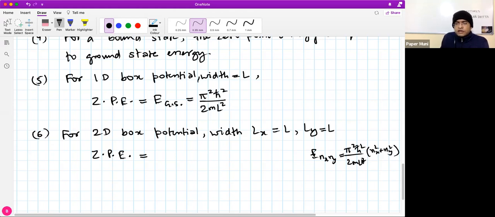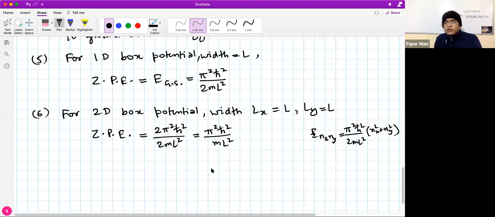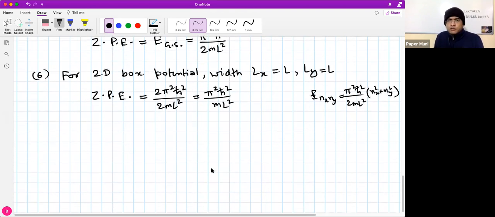So for the ground state, what will be the value? Nx equal to ny equal to 1. So if you put that value, what you will get is 2 pi square h cut square by 2 m l square. Now this comes out to be pi square h cut square by m l square. Just remember this as the ground state energy for ZPE.